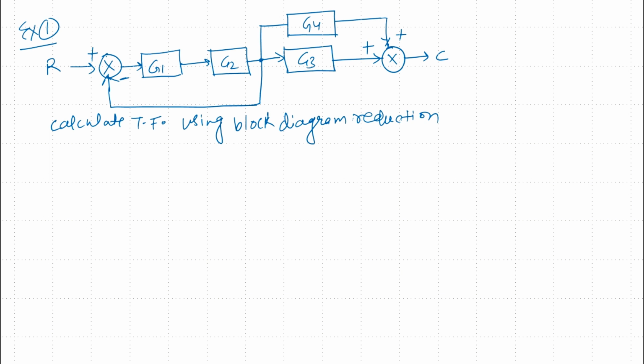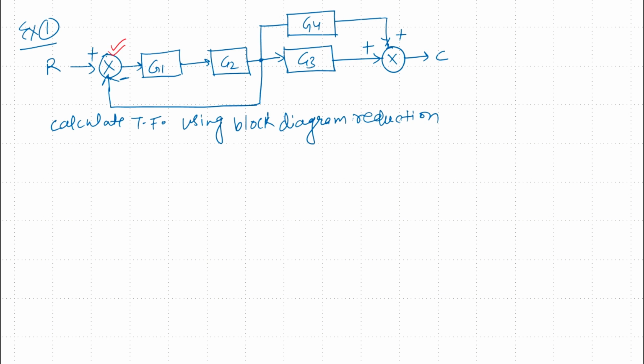So one by one we will reduce the blocks, like these two blocks G3 and G4 are added by the summing element. First of all, if the summing element is connected after the block, then it will act as a parallel. These blocks will act as a parallel blocks. And if the summing elements are connected before the blocks, like this summing element here is connected before these blocks G1 and G2, so this will act as a feedback block.